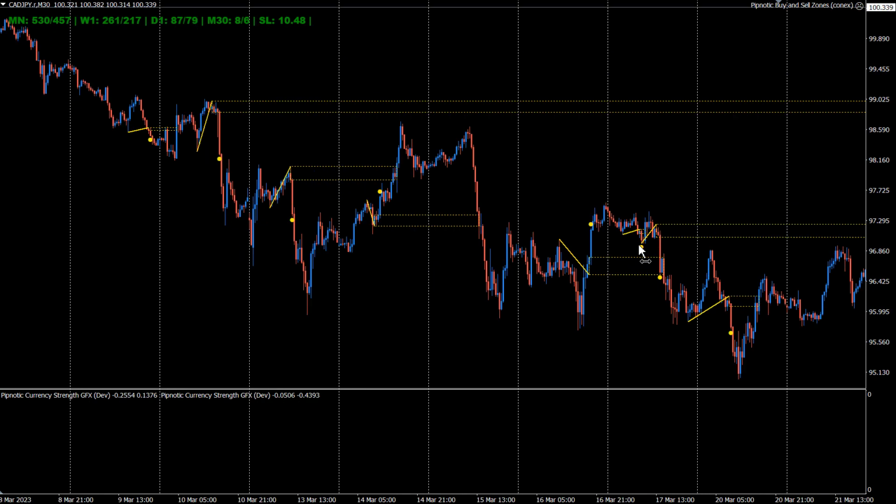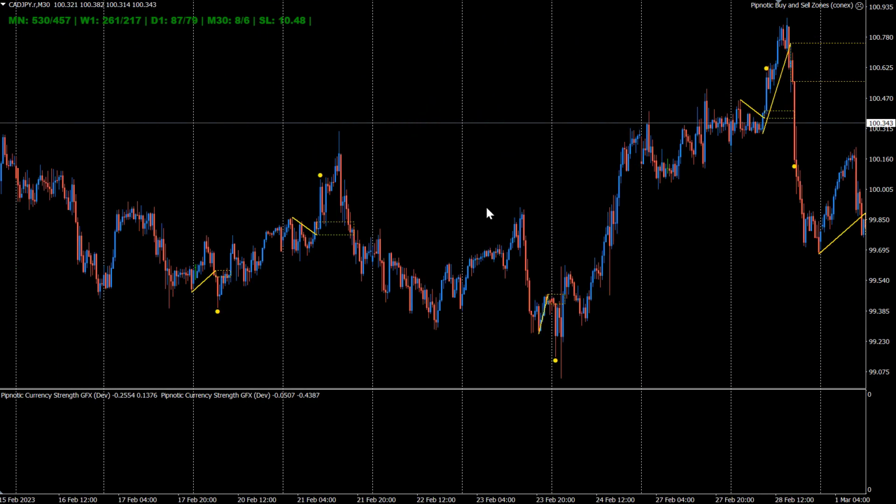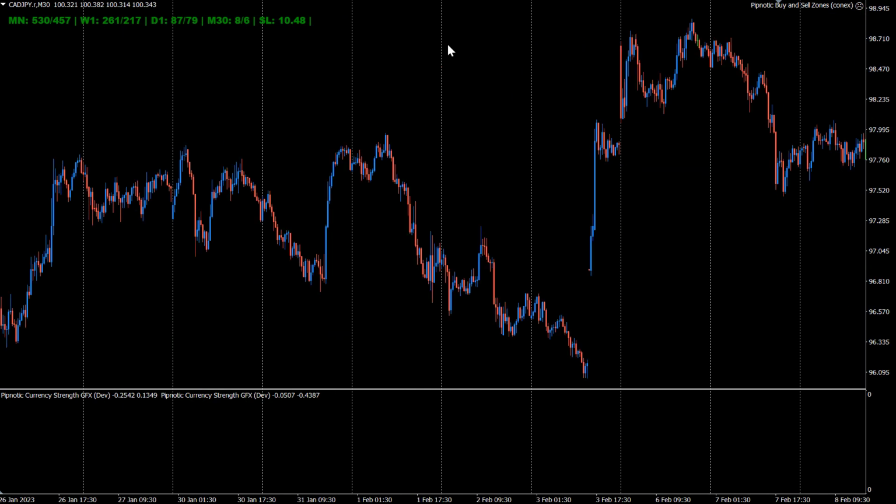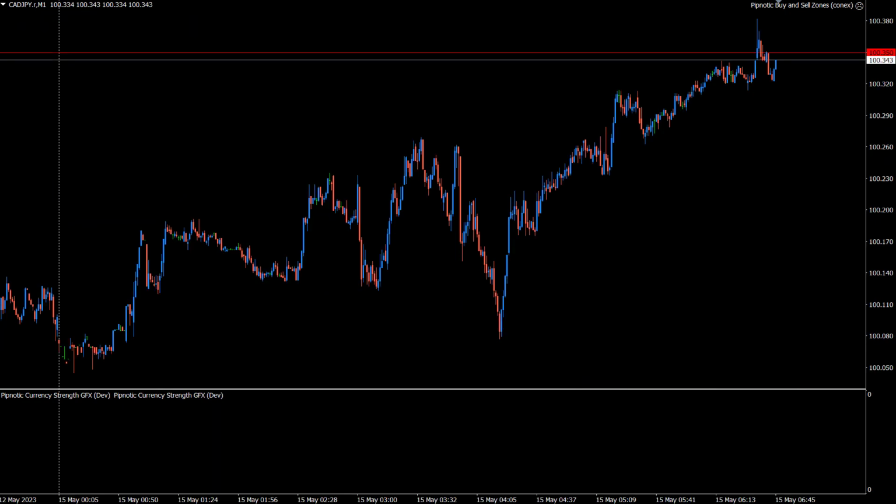Okay, and so I want you to do this, and I want you to move through different pairs on different time frames. Let's go to the minute chart now and have a look and see what that looks like.